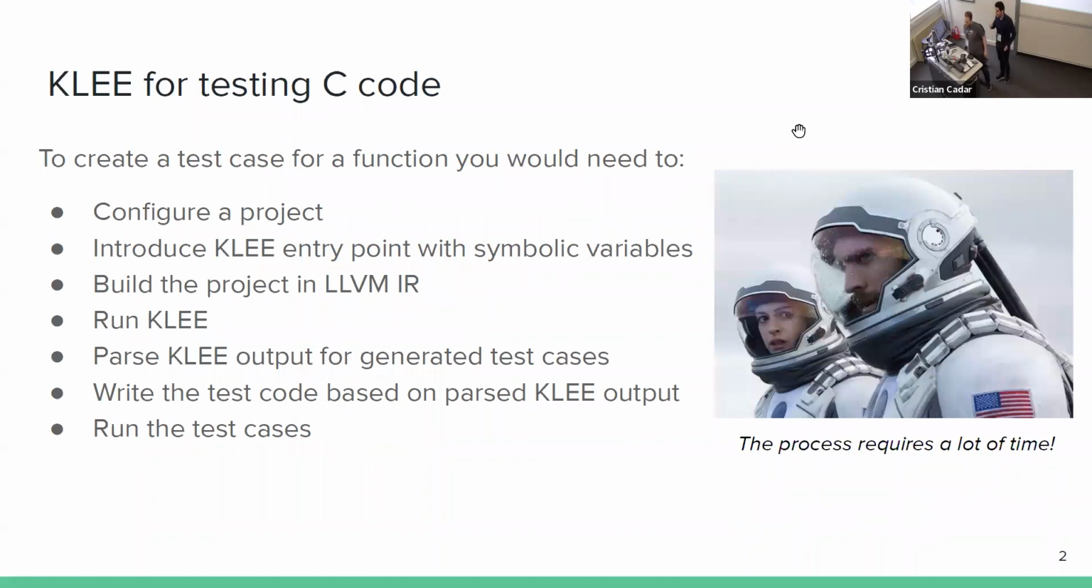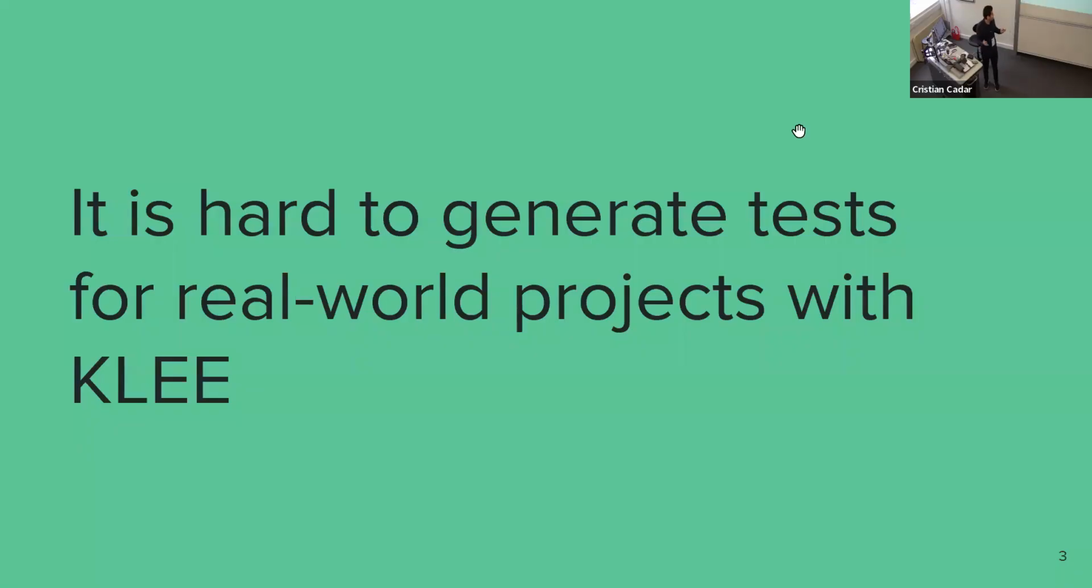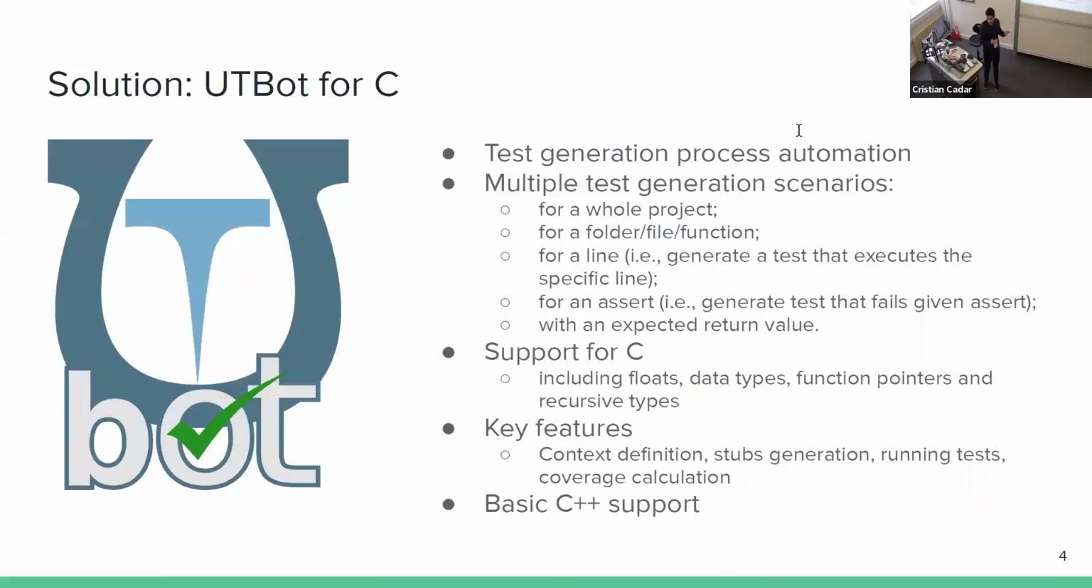Let's start with KLEE. KLEE is a great symbolic engine that you can use to generate unit tests for your C code. However, the process is relatively hard and tedious. If you want to generate a test case for a function in your C project and use it later, you would need to go through the process described on the slide. The main takeaway from here is that KLEE is very difficult to use for generating tests for real-world projects. But we have a solution.